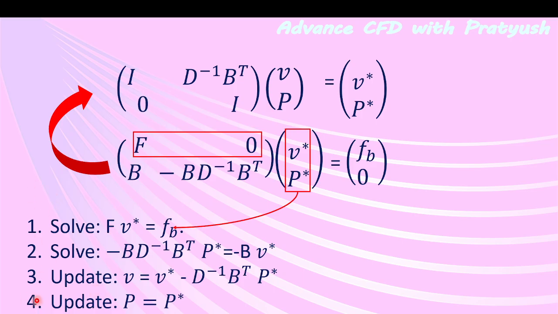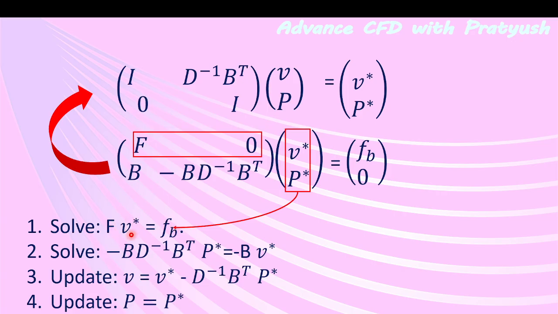Now we can see how this SIMPLE algorithm works. So what is the basic idea? First, we start solving this F 0 into the V star into the P star equal to F V. So we start by solving this momentum equation, and this V star is known as the momentum predictor step. Here we are predicting the velocity using this momentum equation. This V star follows the momentum equation but does not follow the continuity equation. If we solve this F V star equal to F V, that is the body force.